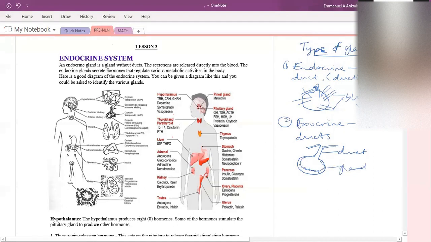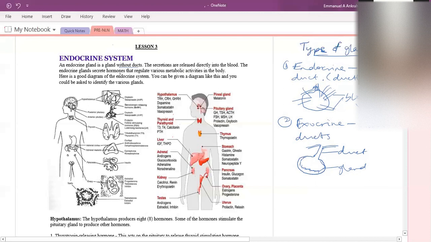Okay. So we want to talk about endocrine glands. So the endocrine glands here, we're talking about, are those without ducts. All right. Now the secretions are the material that they release. So the secretions are released directly into the blood.